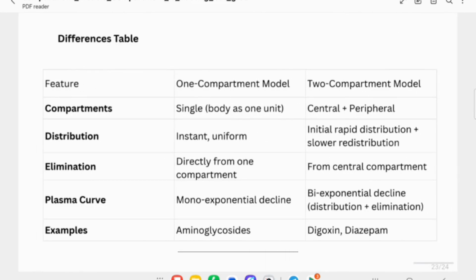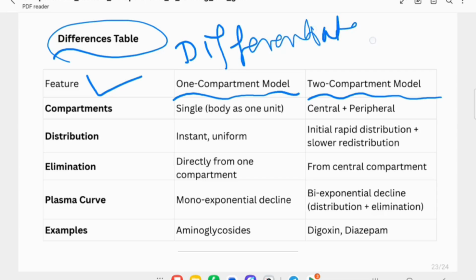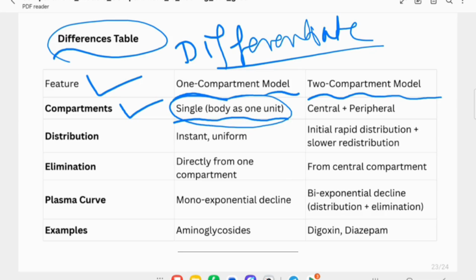So here we can see the difference table. In the first column the feature is given, and in the other columns the one compartment model and the two compartment model, so we are going to differentiate the two. In the one compartment model there is a single compartment, that is the whole body is treated as a single unit, whereas in the two compartment model the body is divided into two portions, the central compartment and the peripheral compartment.